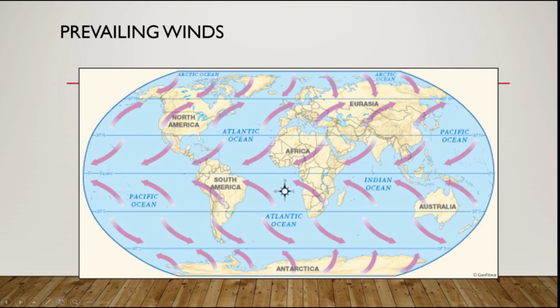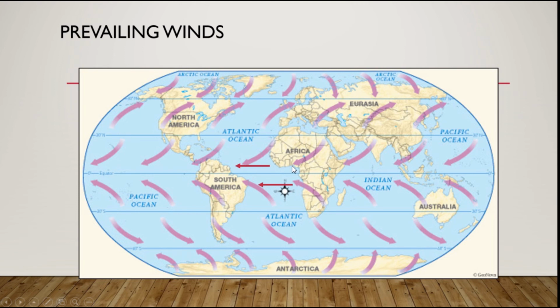Here you can see the prevailing winds pattern. This is the equatorial region, and the winds blowing from the northern hemisphere and the southern hemisphere towards the equatorial regions are the trade winds. Trade winds in both the hemispheres transport the warm and saline water from the eastern part of the oceans towards the western parts.